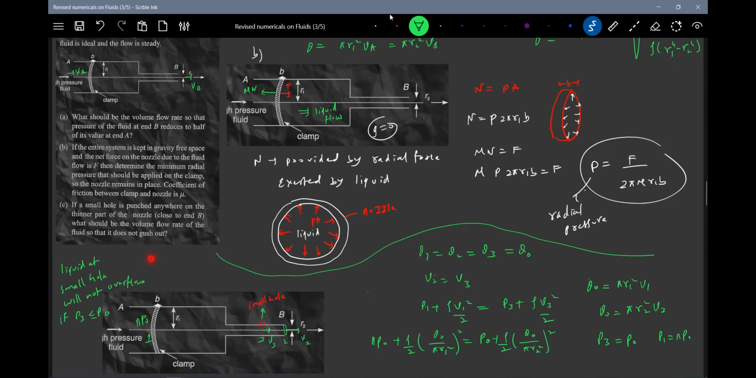So there's a minimum. What happens? I'll go for equal to Q naught. If Q naught is less than that, okay, still the liquid will never come out here.